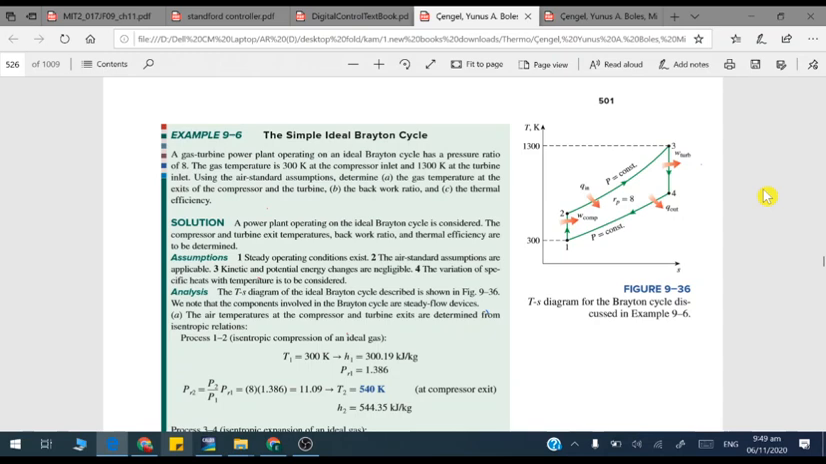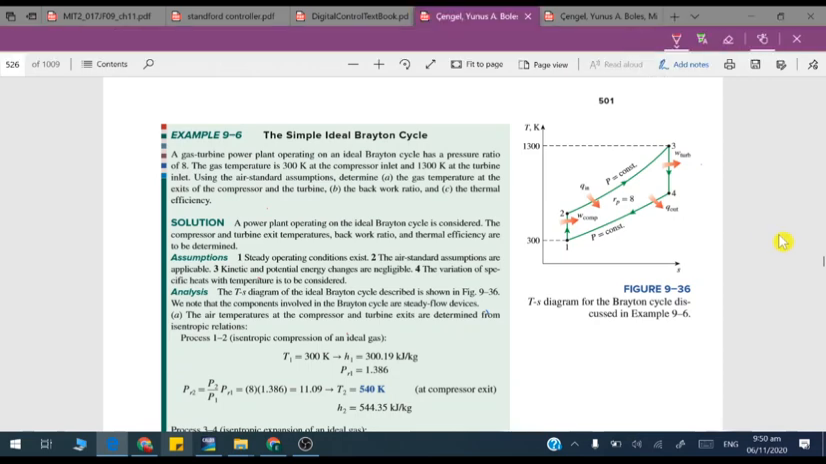Students, today we have to try to solve the numerical problems for the Brayton cycle. So first of all, we are considering a simple ideal Brayton cycle. The statement of the problem is: a gas turbine power plant operating on an ideal Brayton cycle has a pressure ratio of 8. So what does it mean? It means the pressure ratio, because it is ideal, so this pressure is constant. The pressures P2 and P3 are constant, P1 and P4 are constant. Pressure ratio means P2 over P1 or P3 over P4.